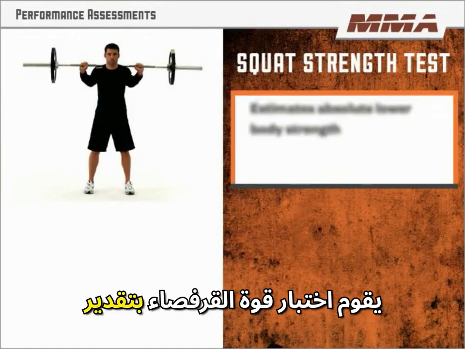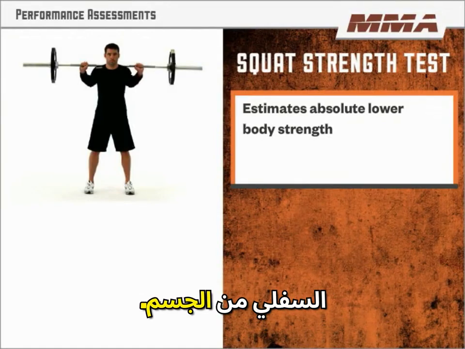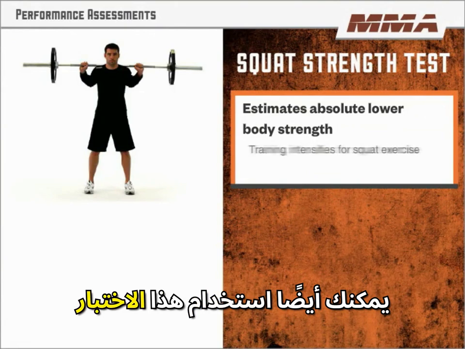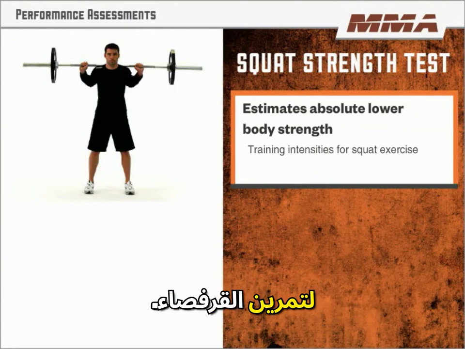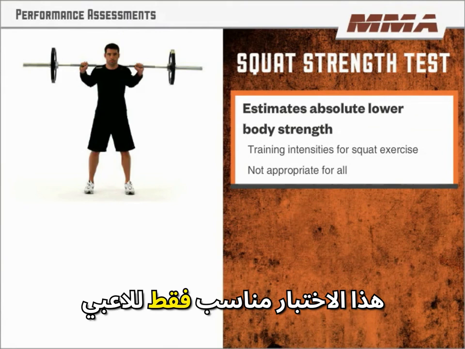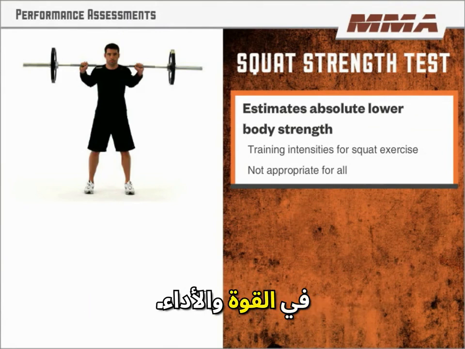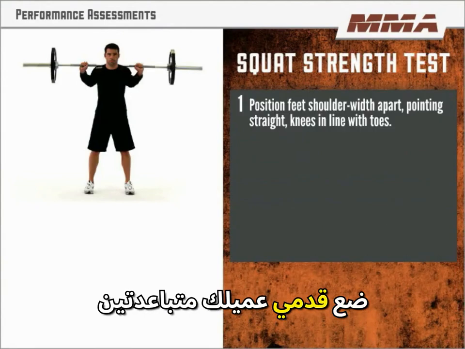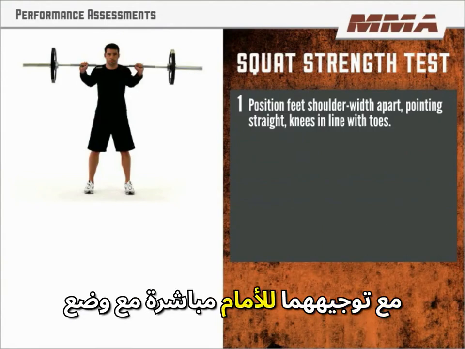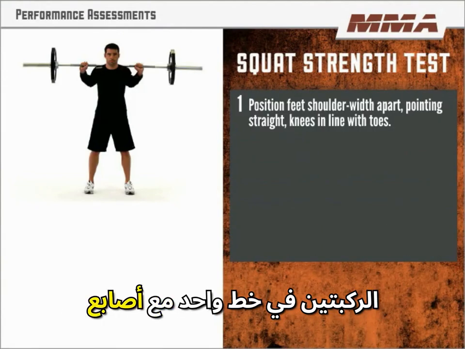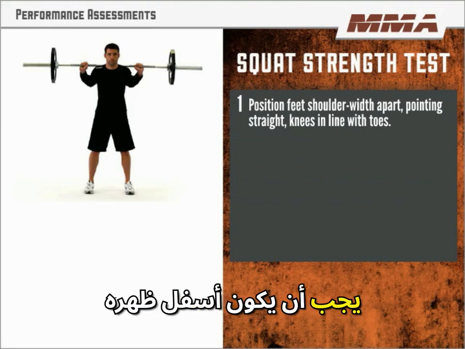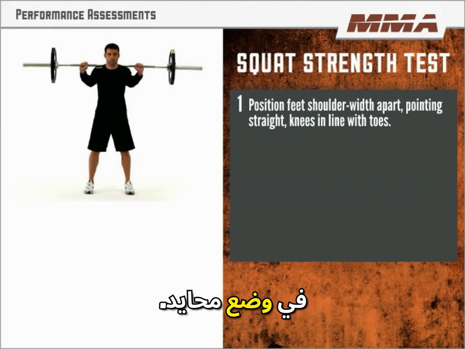The squat strength test estimates absolute lower body strength. You can also use this test to determine training intensities for the squat exercise. This test is only appropriate for MMA athletes and clients with advanced strength and performance goals. For this test, position your client's feet shoulder-width apart, pointing straight ahead with the knees in line with the toes, just like you see here. His low back should be in a neutral position.